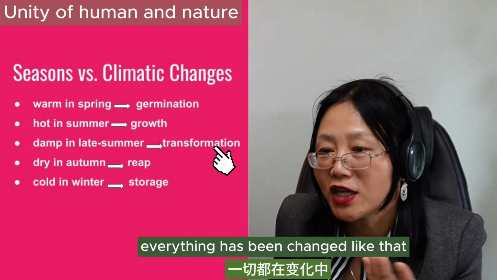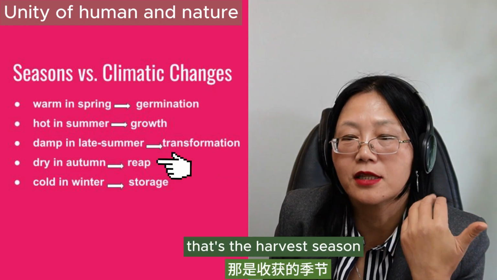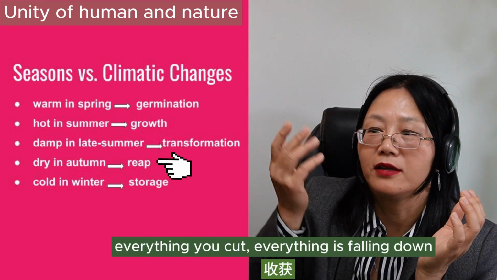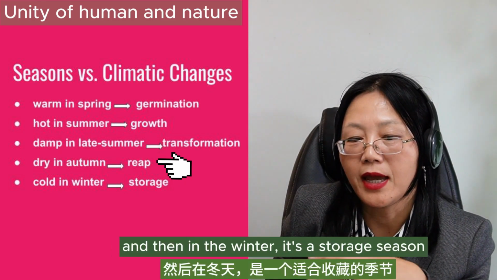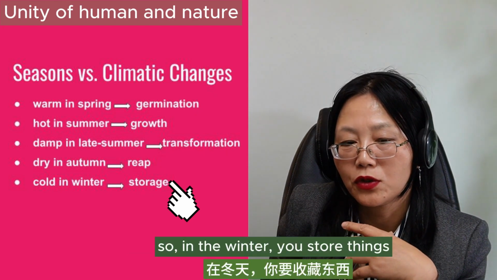Everything has been changed like that. That's the transformation part. In the autumn, that's the harvest season. When you say harvest, you cut everything. You cut, everything falls down, it's ripe. It's going down. And then in the winter, it's a storage season. In the winter, you store.